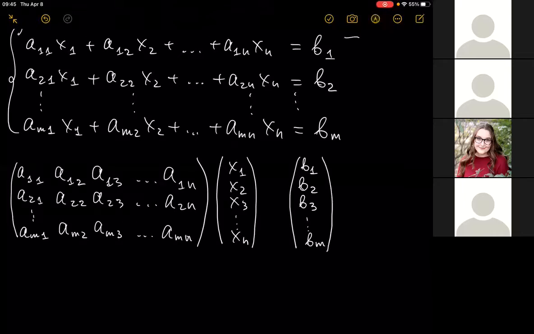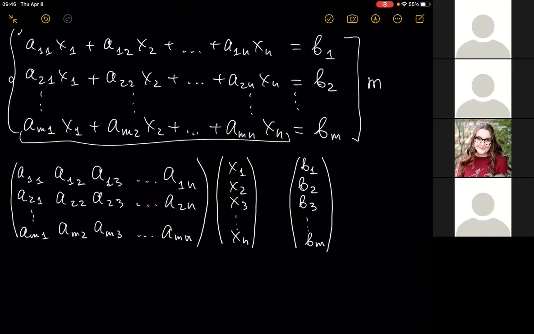So pay attention, how many equations do we have? We have M equations. And how many unknowns do we have? N. Okay, here, how many rows does this matrix have? M. How many columns does this matrix have? N. How many rows does this vector have? N. And this vector? M. Okay, great.